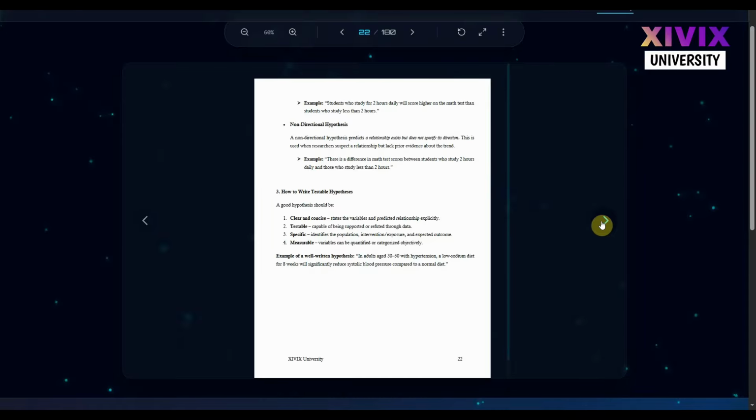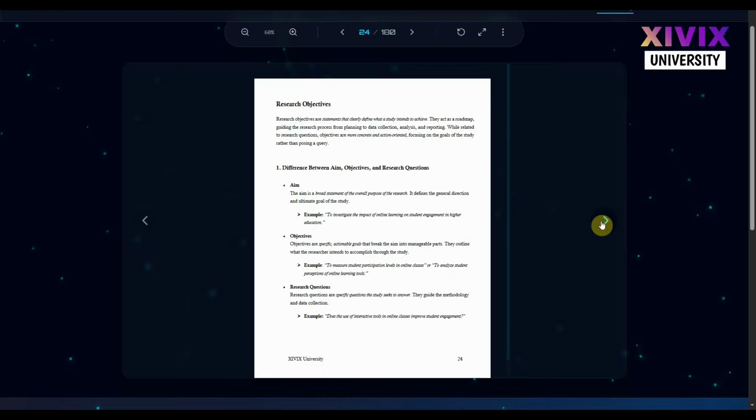Alright, now we have research objectives. So research objectives are the statements that clearly define what a study intends to achieve. So it acts as a roadmap guiding the research process from planning, data collection, analysis through reporting. In objectives, the most striking or the notable characteristic is their action-oriented nature, so they are focused on the goals of the study.